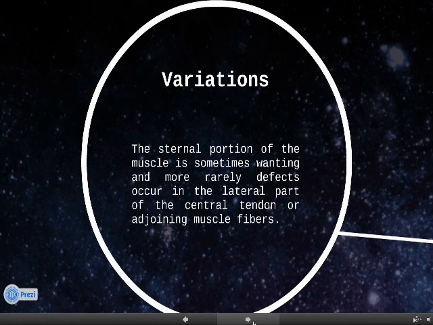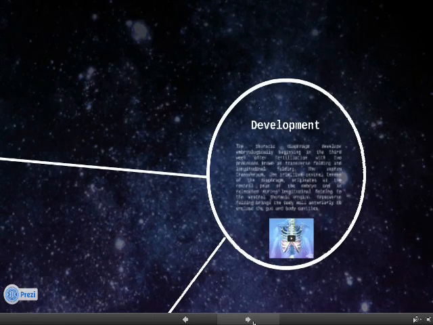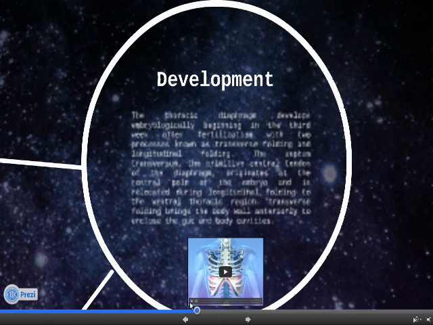Variations. The sternal portion of the muscle is sometimes wanting, and more rarely defects occur in the lateral part of the central tendon or in the muscle fibers.